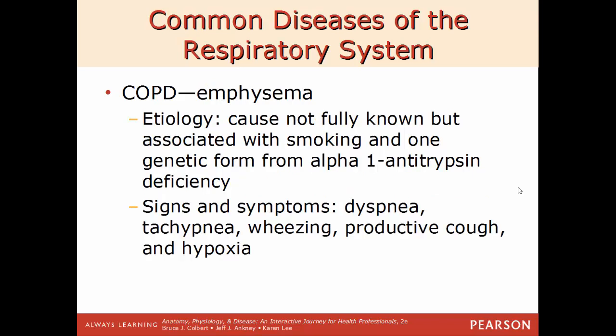Next, COPD, emphysema. Etiology: the cause is not fully known, but it is associated with smoking. In one genetic form, it results from a deficiency in the alpha-1 antitrypsin protein.